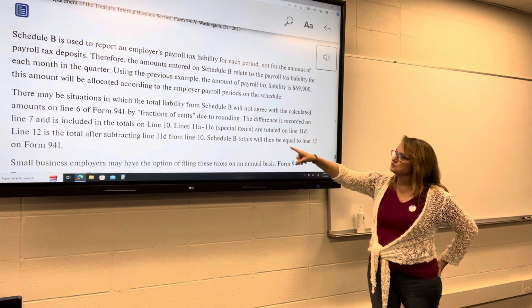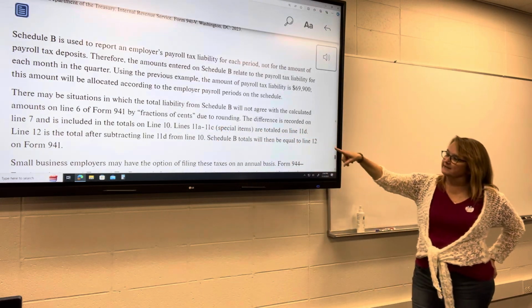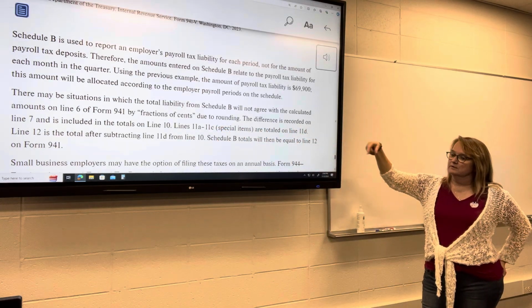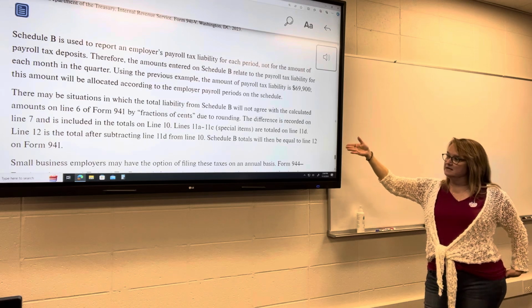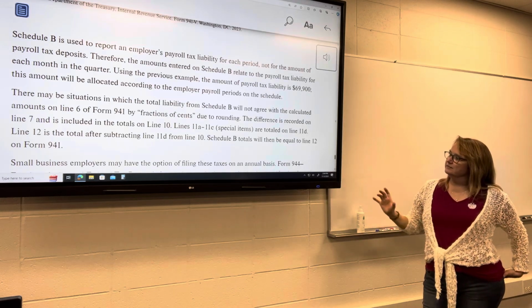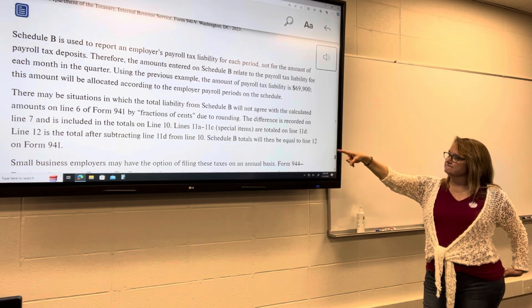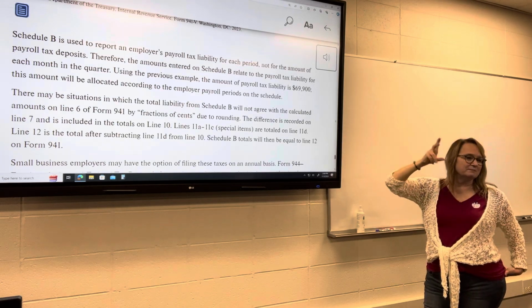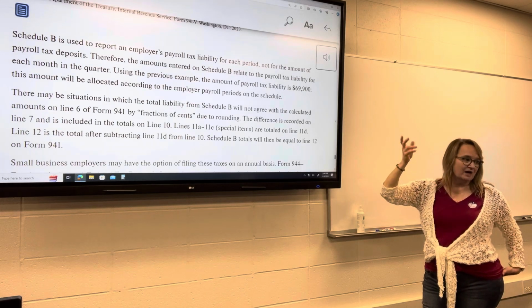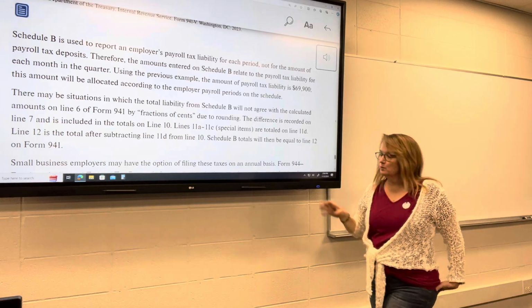So they're explaining, sometimes when the total liability will not agree with the calculated amounts, the amount that was paid, due to fractions of cents. This is due to rounding. And then there's that adjustment. Difference is recorded on line 7. Usually that's going to be probably less than 25 cents. Usually it's just a penny or two where there's going to be a difference.